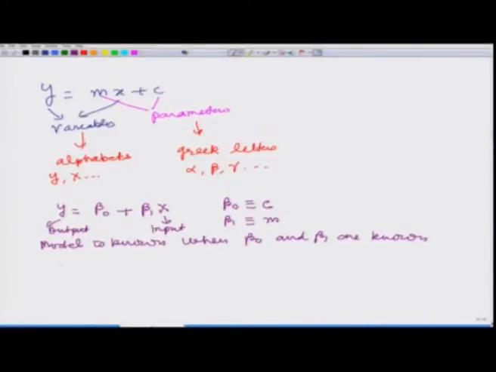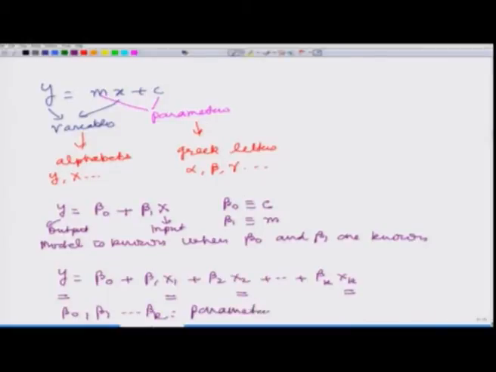So I can extend this equation as y is equal to beta 0 plus beta 1 x1 plus beta 2 x2 and so on up to beta k xk, and we assume that there are not one but k input variables, x1, x2, up to xk, which are affecting the output variable y. So beta 0, beta 1 up to beta k are the parameters of the model, right.